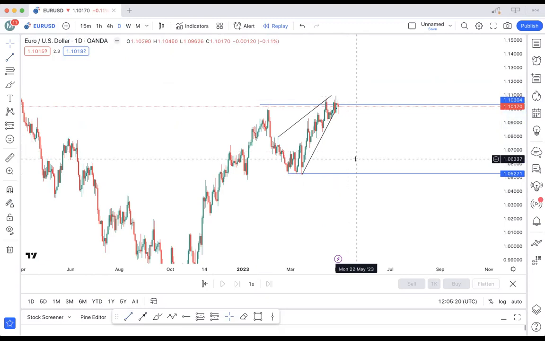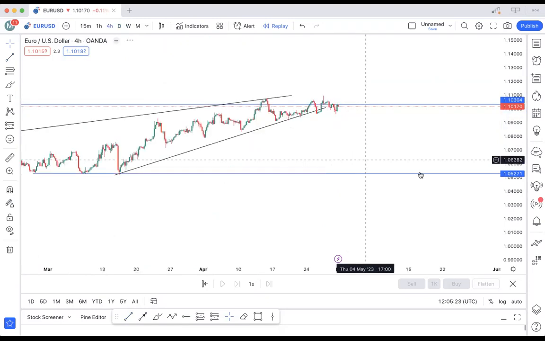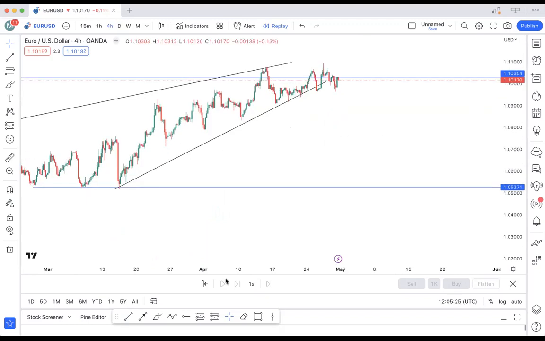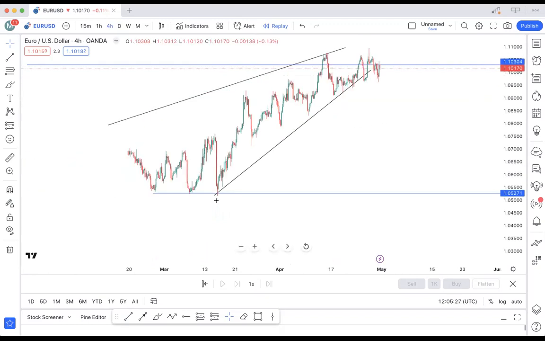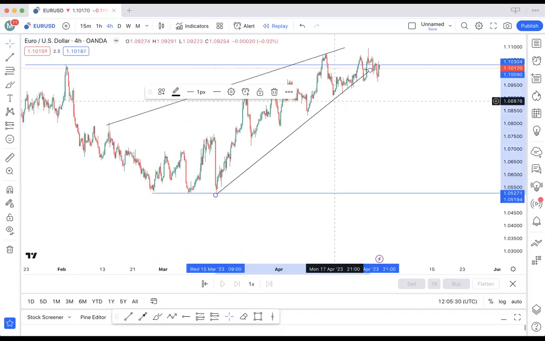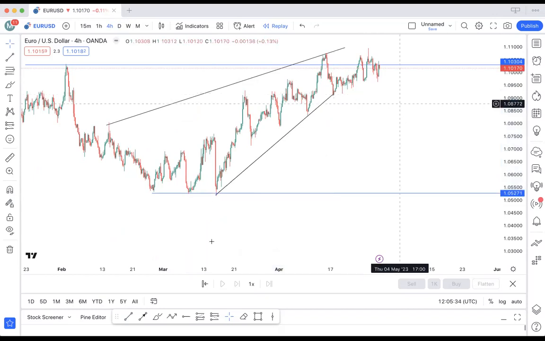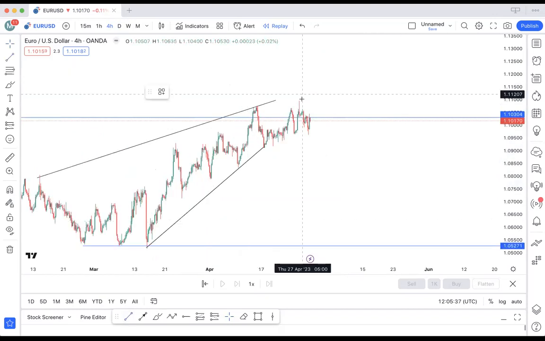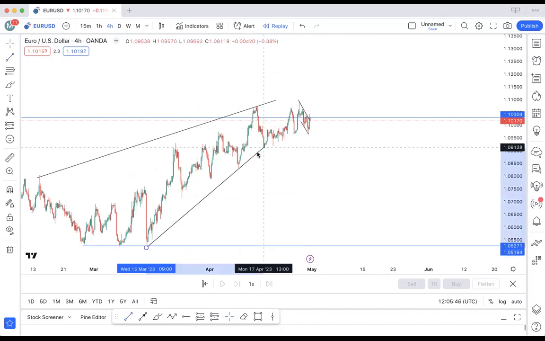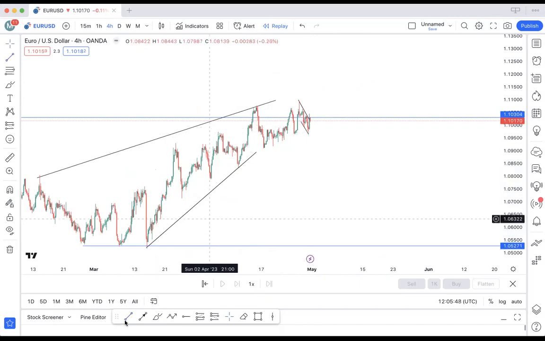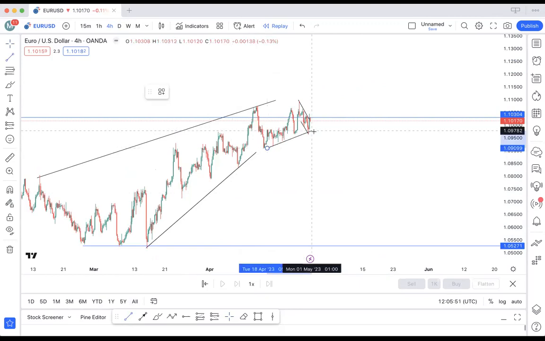Now let us see on the 4 hour how things are looking. To make things a bit neater, let's put our trend line over here. This is giving us a continuation pattern to the upside, you can see. But even though long term we are still seeing this also as a continuation pattern to the downside.